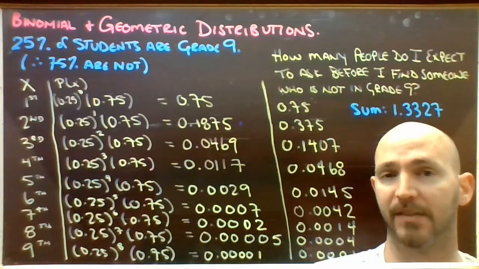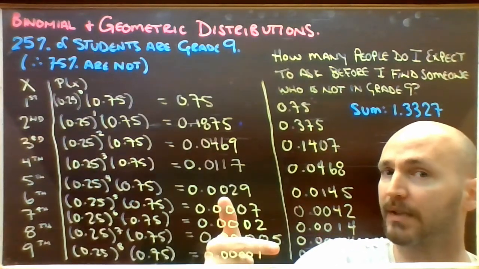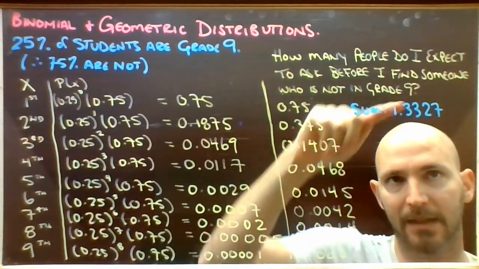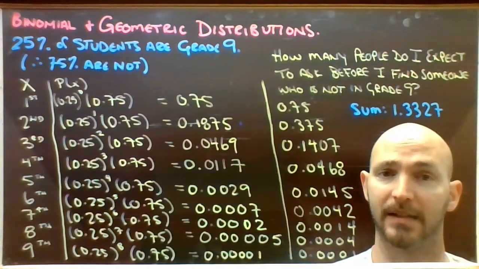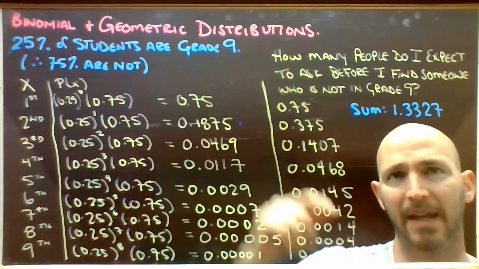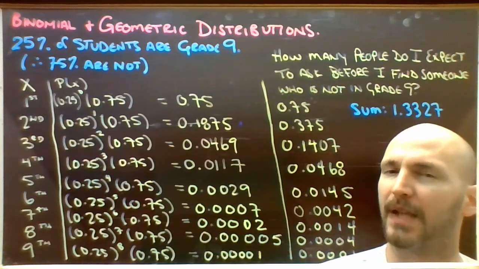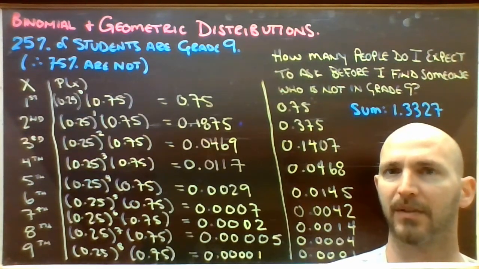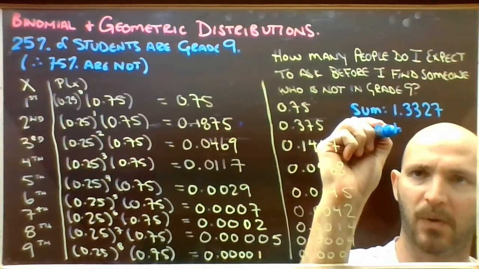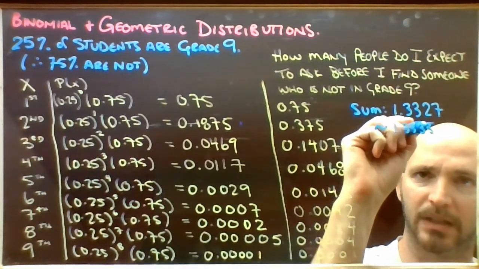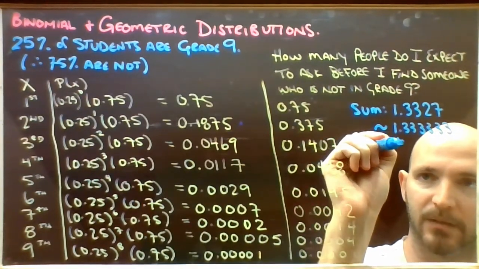Now I have better things to do with my time, and so do you. Because you notice that once I got to here, and this is only the 9th row, the amount I'm adding to this is way down here. It's all the way down in the 10,000th place on this digit. So my answer is going to be pretty close to 1.33. Now that's a funny number, 1.33. That's awfully close to 1.33333 repeated, which happens to be 4/3.